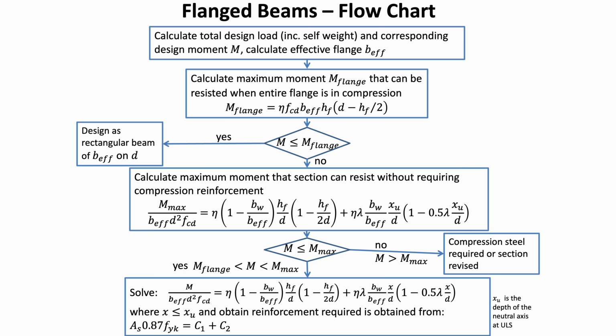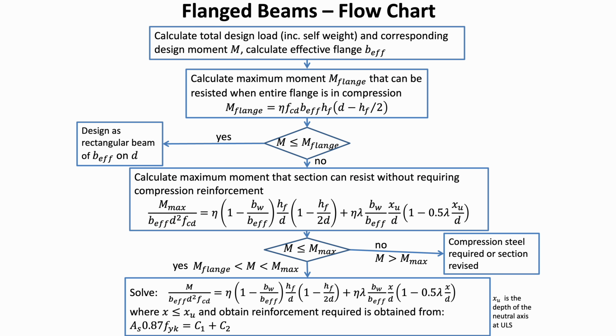The required reinforcement then comes directly from equilibrium. The tension force, As times 0.87 fyk, must balance the sum of the flange and web compression forces. If the design moment exceeds M_max, the section cannot be balanced by tension steel alone, and we need to either add compression reinforcement or revise the section.